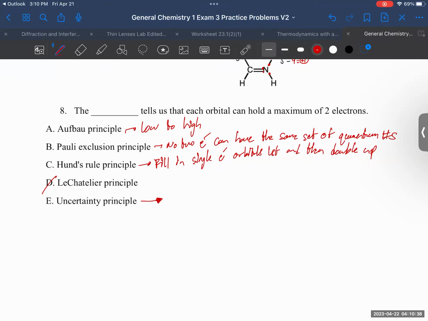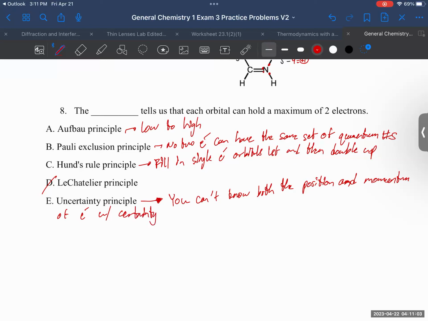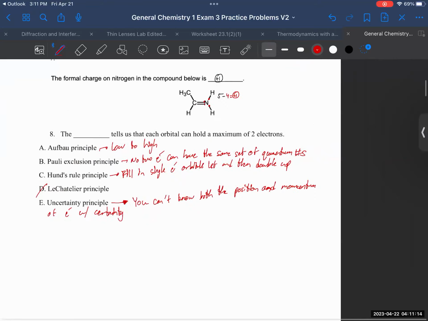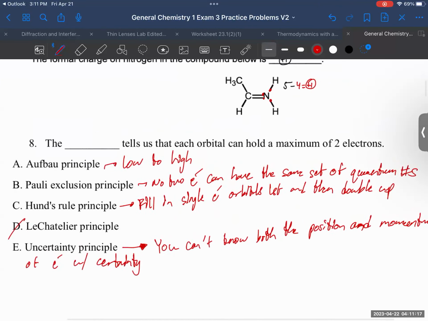So you can't know both the position and momentum of an electron with certainty. Basically, you just don't know exactly where and what it's doing. We either know where the electron is or how fast it's going. Not both. Okay. All right. But, yeah, I think this is right.